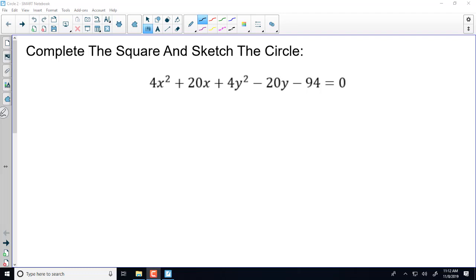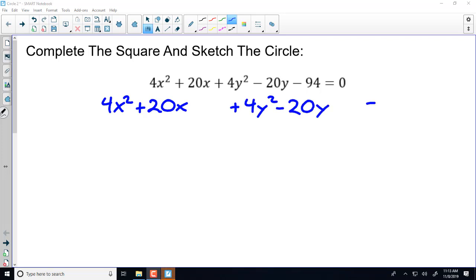Thanks for joining me. We're going to draw another circle. We're going to have to complete the square again, then we'll get the circle in our standard form, and we'll draw a sketch, then make a couple observations. So the first thing I want to do is group the x's, group the y's. So let's go 4x squared plus 20x plus 4y squared minus 20y, and I'll move the 94 to the other side by adding 94 to both sides.